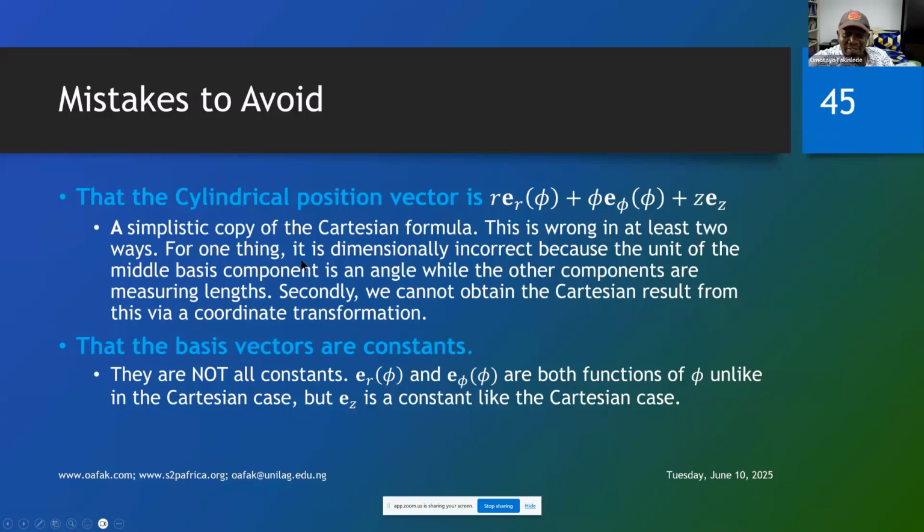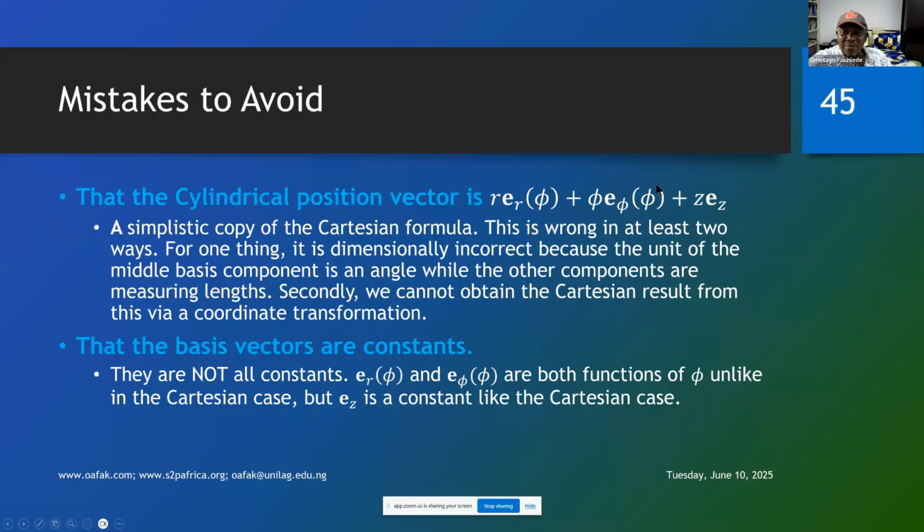For one thing, it is dimensionally incorrect because the unit of the middle basis component is an angle, while the other components are measuring lengths. You cannot add if the unit vectors have a magnitude of 1 and are dimensionless. What is multiplying it here is a length. What is multiplying it here is a length. What is multiplying it here is an angle. Can you add angles to length? Of course not. So this middle term is not possible.